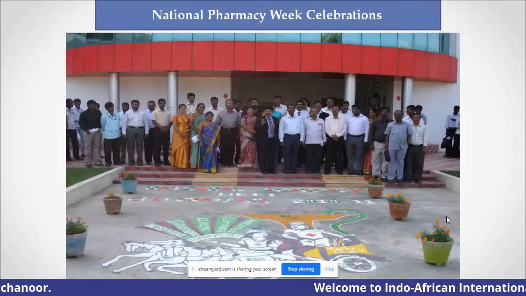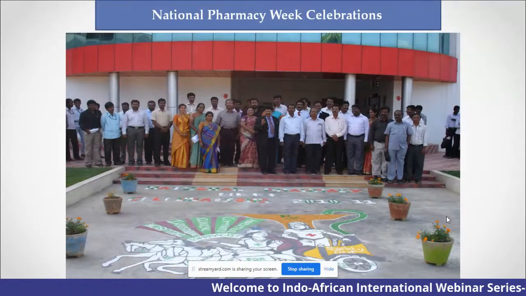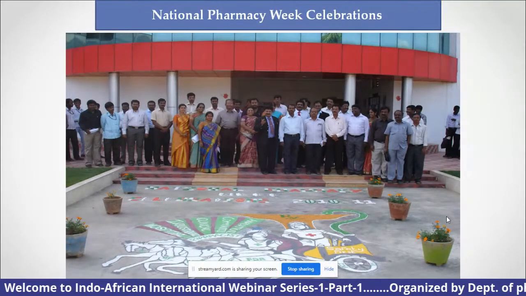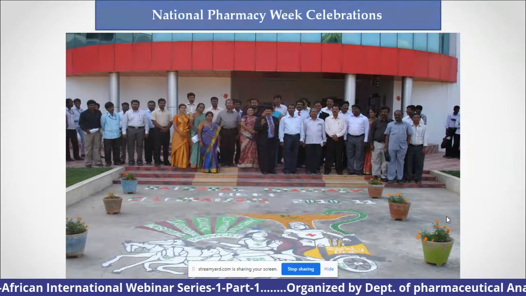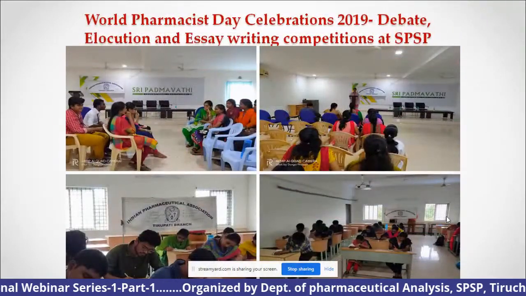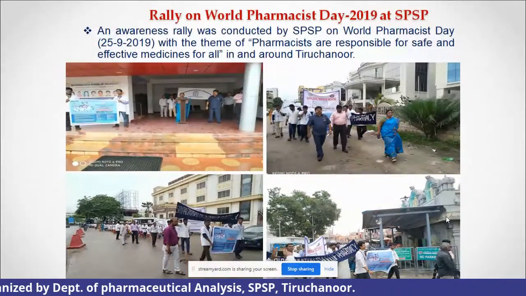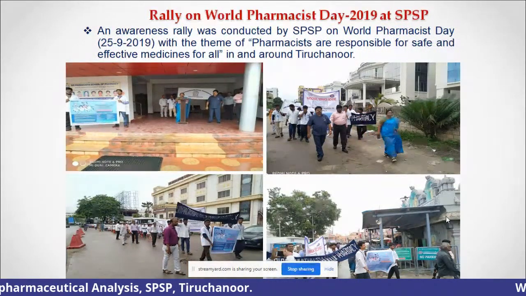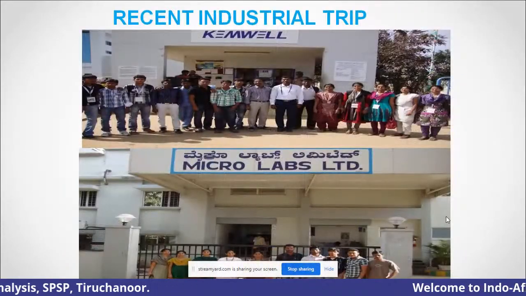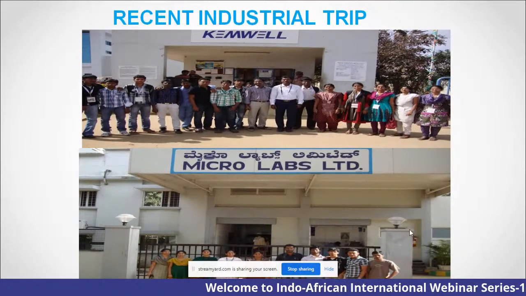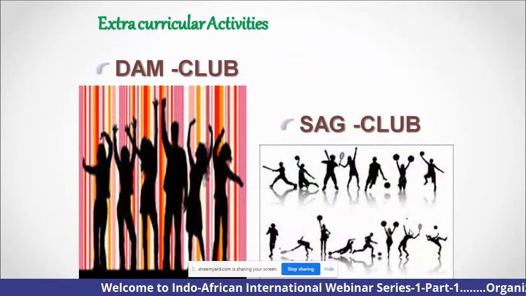So these are some of the pics of the activities which are conducted at Sri Padmavati School of Pharmacy, like National Pharmacy Week celebrations, which we conduct every year, with competitions like debate, elocution, and essay writing, rallies, and NSS activities like rallies on World Pharmacist Day. Every year we allow the students to have a glance at the industries, and we conduct extracurricular activities.